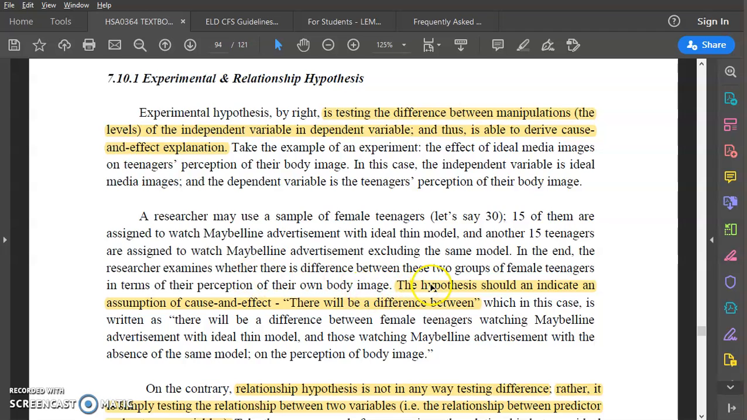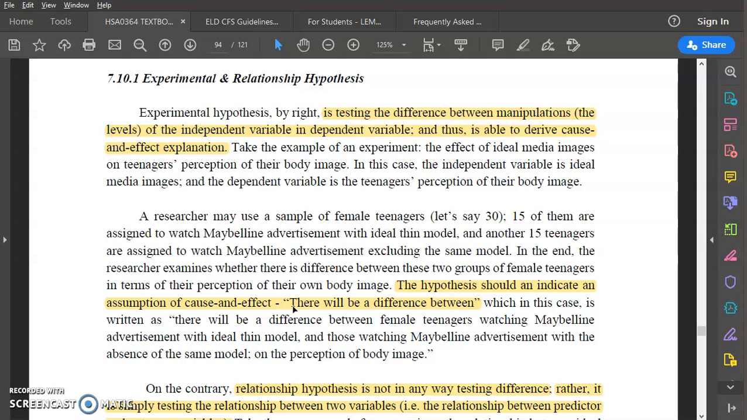So the hypothesis should indicate an assumption of cause. And by the way, your book provides a different example. You can read them on your own. I'm using a different example because it's easier for me to explain my example, but you can read it on your own and try to understand what it means within the definition.